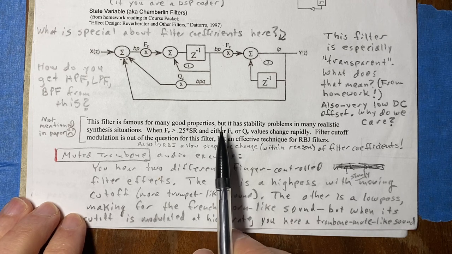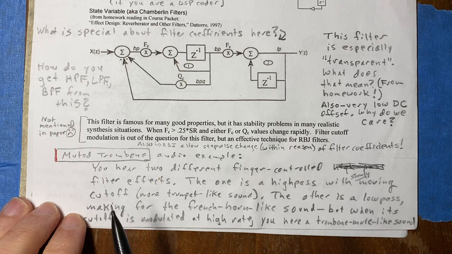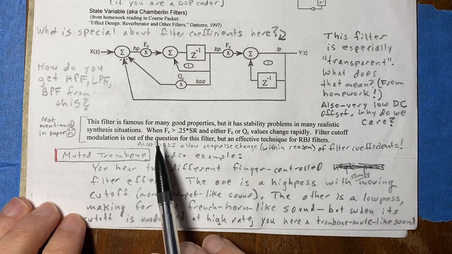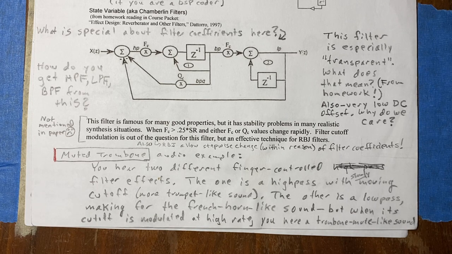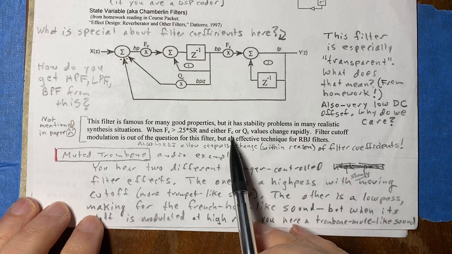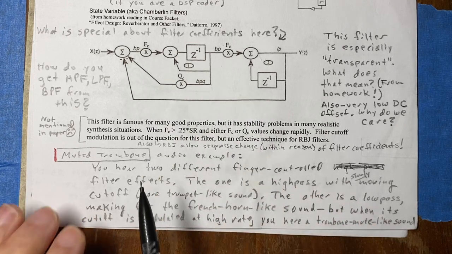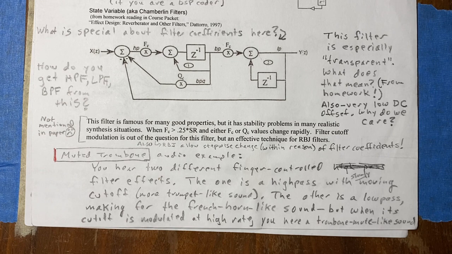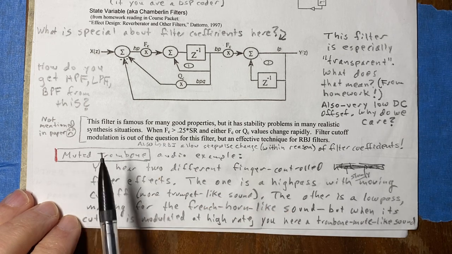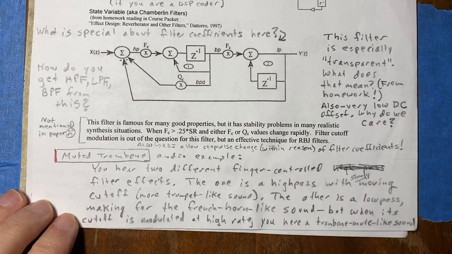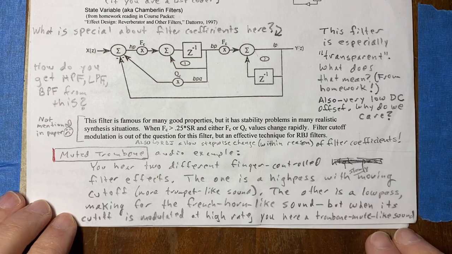But what I've found in using the Haken matrix, where you control this thing with your fingers, is that this kind of state variable filter has many problems in very many realistic synthesis situations. Basically, I run into trouble at anything above the quarter sample rate, so basically half the frequency range that you want to use, you get problems. Because if you change FC or QC values slowly, everything is fine, but if you change them quickly, the filter falls apart. So this filter cutoff modulation I was talking about before, where you're changing the cutoff frequency at audio rate, is just totally out of the question for this. But it's something that you can do with RBJ filters, with these boring old biquad filters, without a problem.